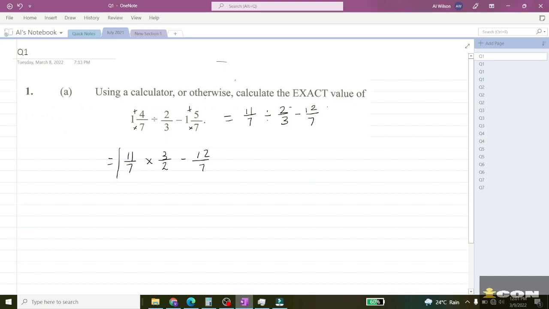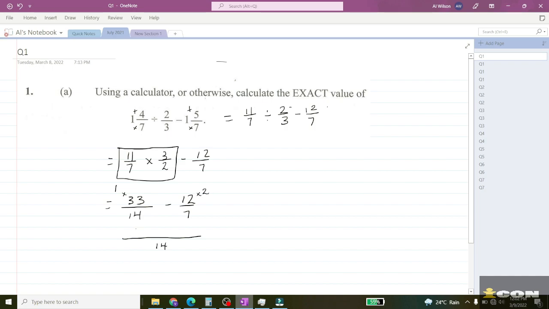Now looking here at our multiplication, we would notice that there is nothing that can actually be cancelled out. So 11 times 3 is 33, 7 times 2, 14, subtracting 12/7. Establishing what our LCM is going to be. Looking at 7 and 14, the LCM is 14. 14 divided by 14 is 1. 14 divided by 7 is 2.